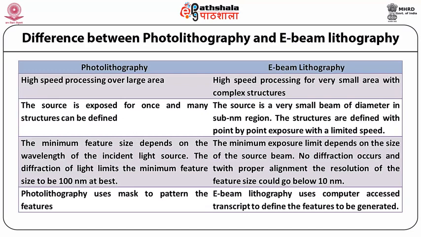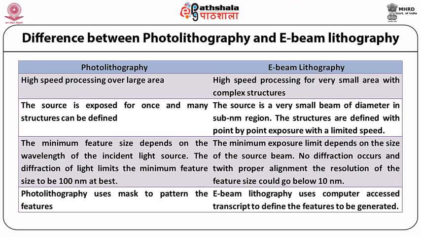Photolithography is a high-speed processing over large area, while E-beam lithography is a high-speed processing for very small area with complex structures. In photolithography, the source is exposed once and many structures can be defined, while in E-beam lithography, the source is a very small beam of diameter in the sub-nanometer region. The structures are defined with point-by-point exposure with a limited speed.